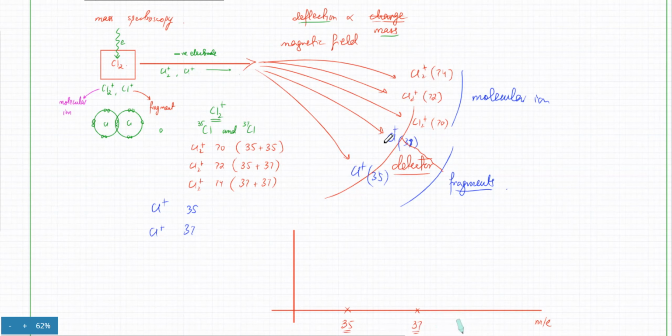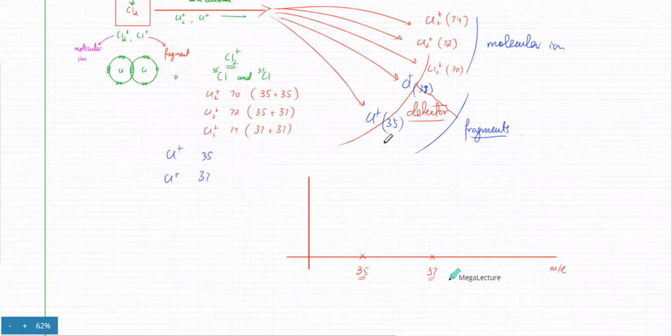The two types of chlorine, one has a mass of 35, the other one has a mass of 37. And there's going to be a current detected at these 2 points. If there are more particles coming in, like for example over here, then there's going to be a higher current obtained over here. If there are fewer particles coming over here, then there's going to be a lower current over here. So the relative amounts of currents that you're getting give you the abundance of these particles.